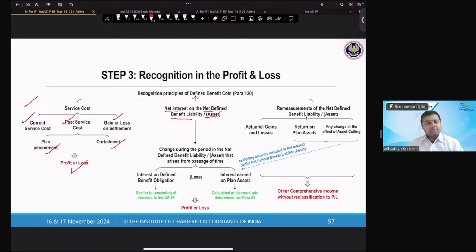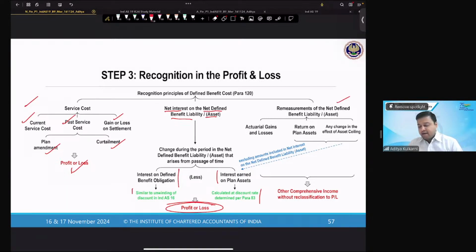Are we okay with this? Yes, sir. Now, this is basically interest on defined benefit obligation, the unwinding, what we discussed, and the other side is interest earned on plan assets, calculated at a specific discount rate. Interest expense also hits the P&L. Interest income also hits the P&L. So the net interest that happens will go to the profit or loss. Are we okay with this? Yes. Service cost related hits the P&L. Net interest hits the P&L.